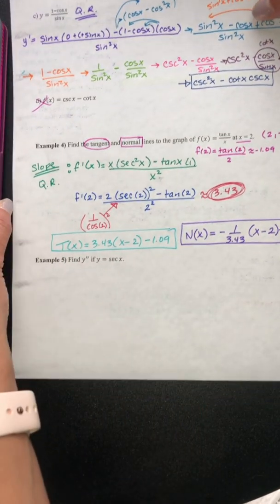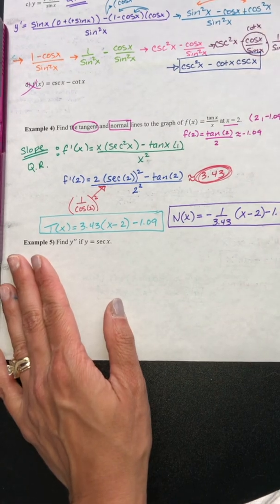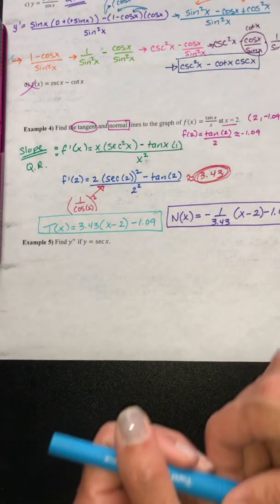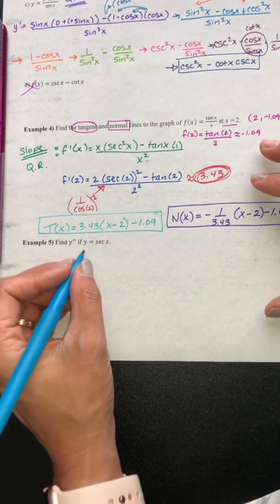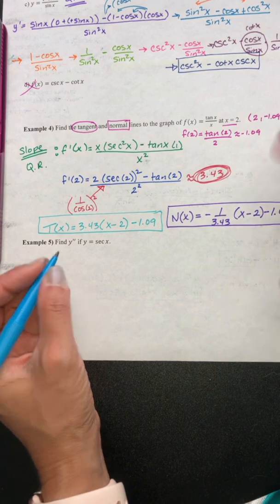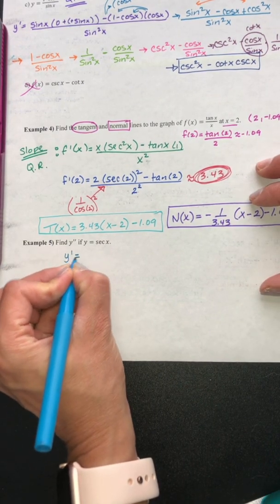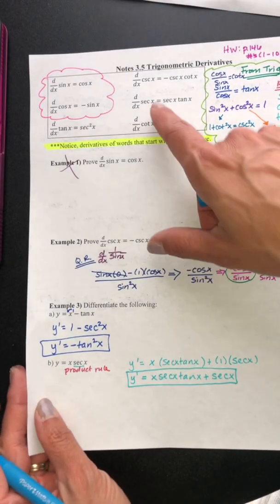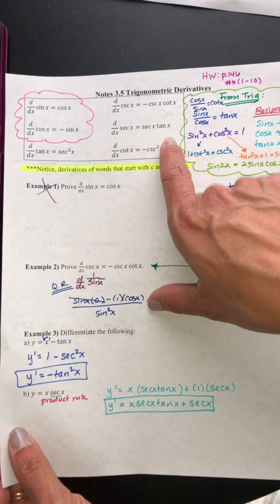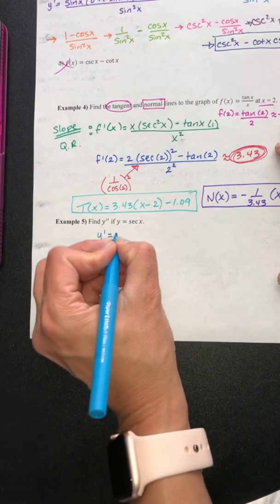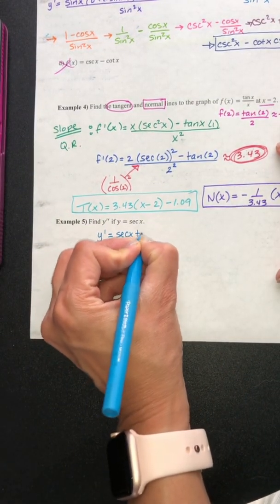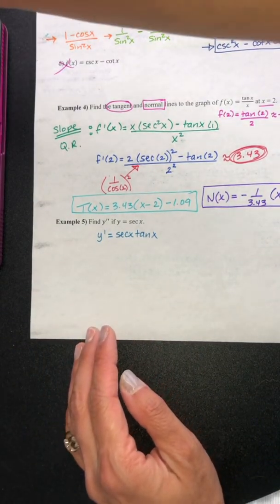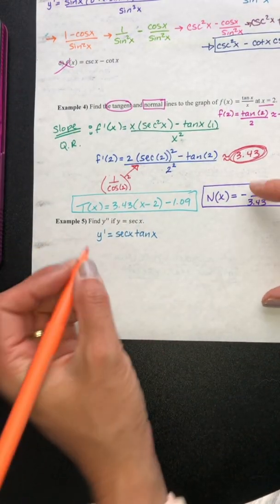The difference is knowing how to take the derivative of a trig function. All right, example 5: find y double prime of y equals the secant of x. So to find y double prime, we first need to find y prime. So we're going to find the first derivative. Well, what is the derivative of secant of x? Right here, it's secant x tangent x. And we would be done if we weren't asked to find a second derivative. But because we're asked to find a second derivative, we need to keep going.